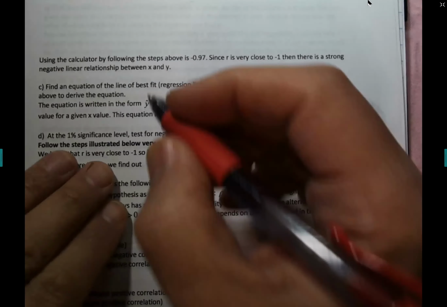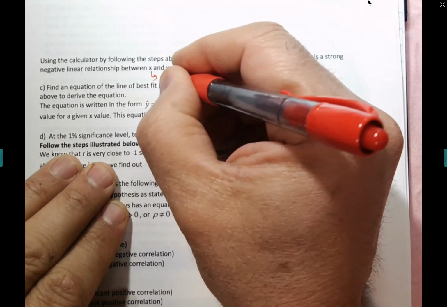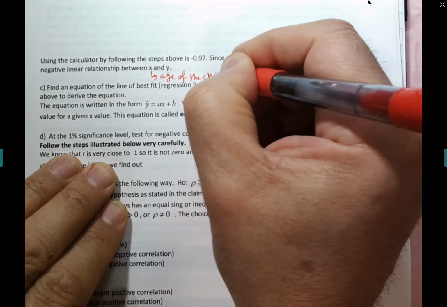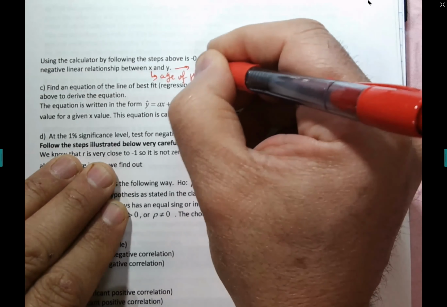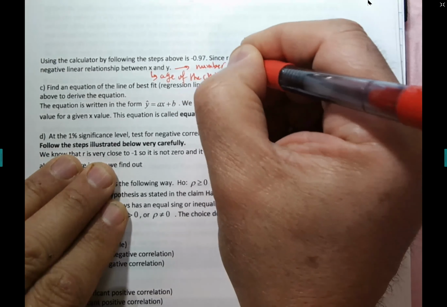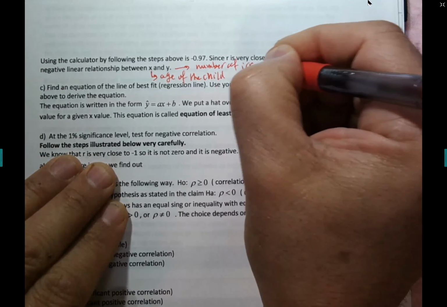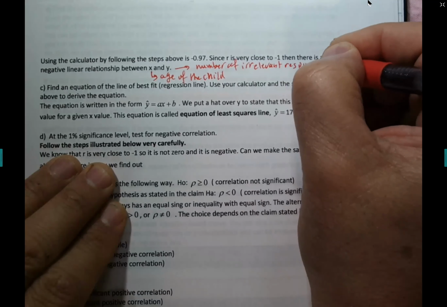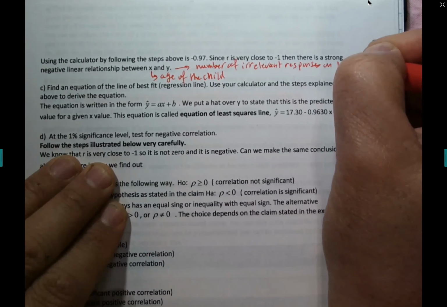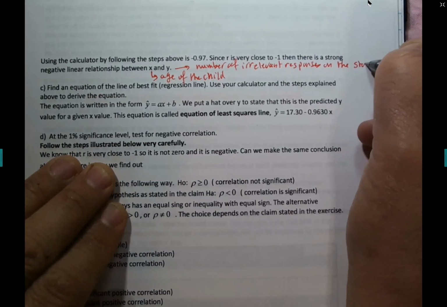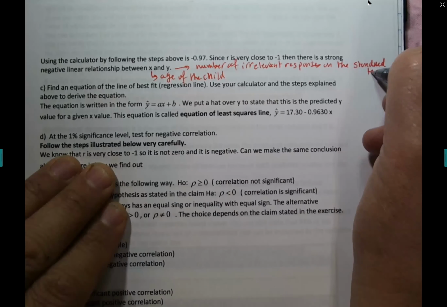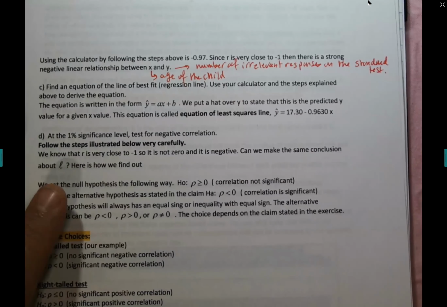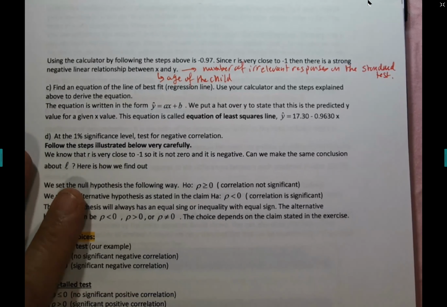And I prefer, instead of X, to put age of the child, and Y, which is the number of irrelevant responses on the standard test. Any questions so far, guys?